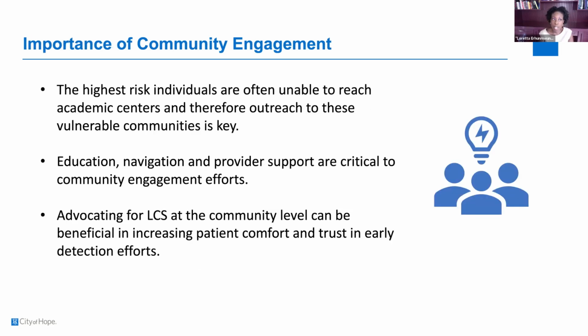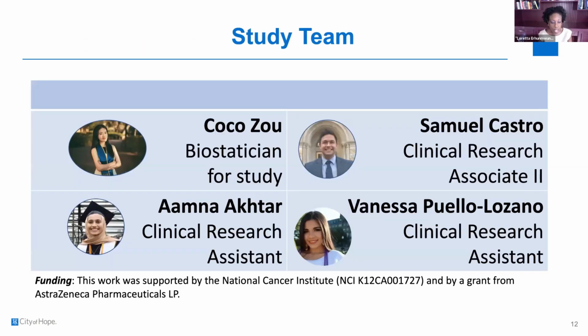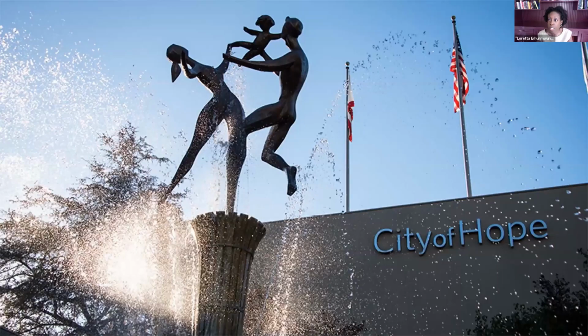So in summary, the highest risk individuals are often unable to reach academic centers, and therefore outreach to these vulnerable communities is key, because the disparities around lung cancer and lung cancer screening are significant. Education, navigation, and provider support are critical to community engagement efforts, and advocating for lung cancer screening at the community level can be beneficial in increasing patient and provider comfort and trust in early detection efforts. So this is our study team. I am done. Thank you so much, and we can go to the next.